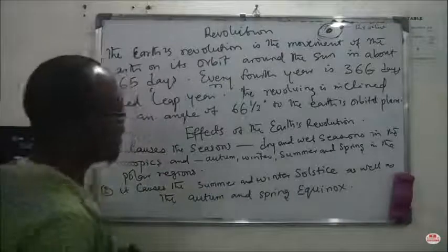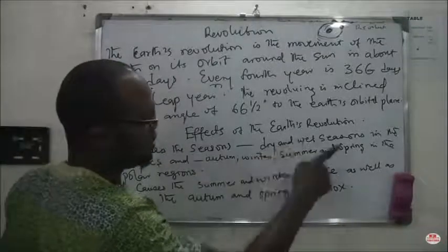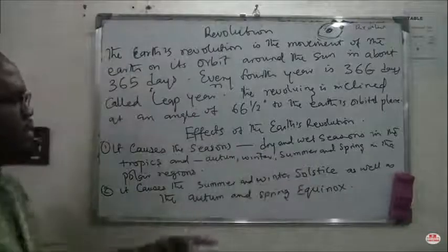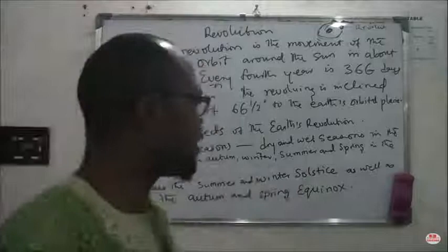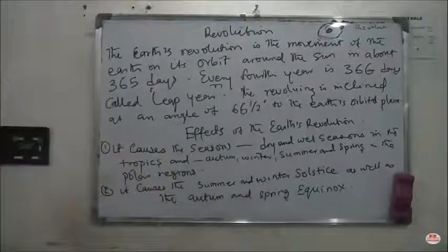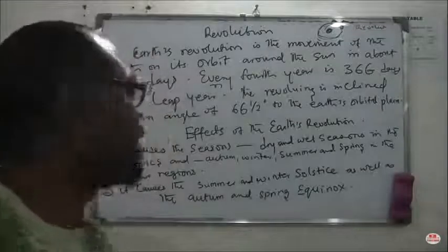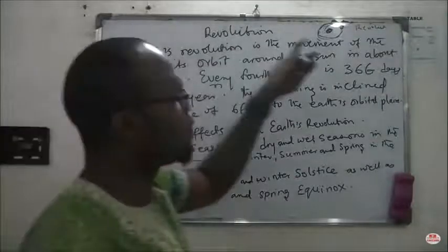With time, I'm going to explain more how the earth revolution causes dry and wet season and these other seasons in the polar regions, the autumn, winter, summer, and spring. And also what winter or summer solstice is and what autumn and spring equinox is. So that is it about revolution.